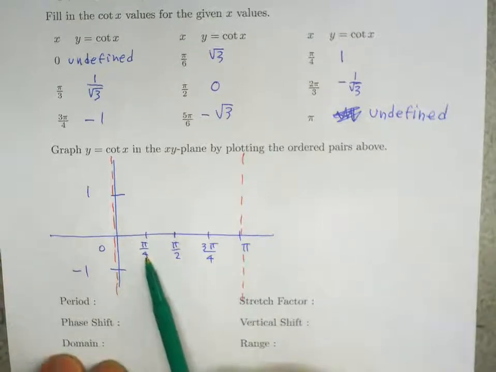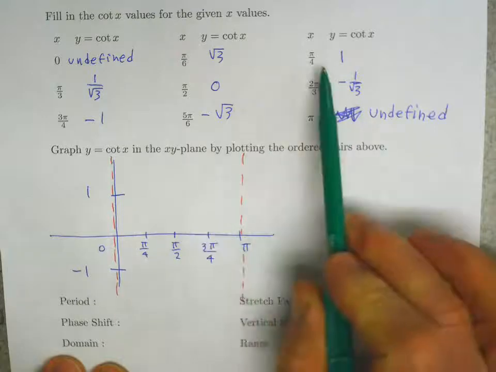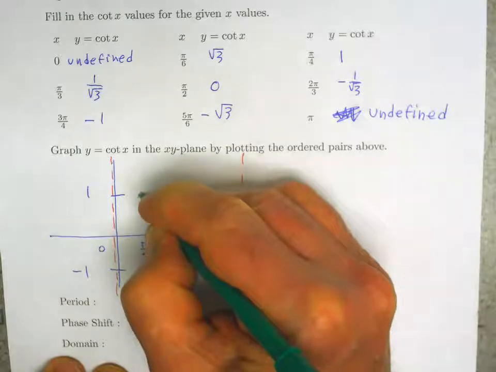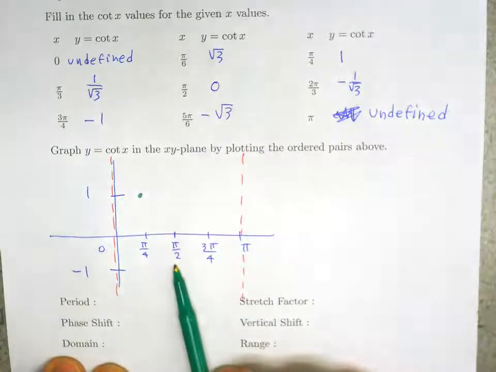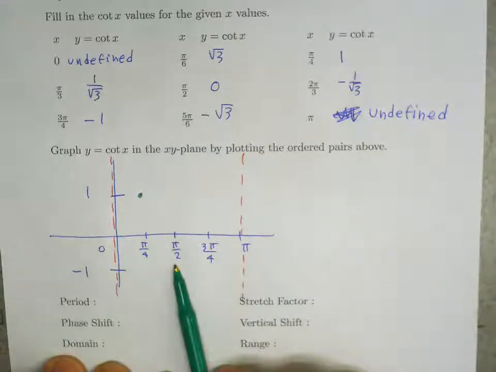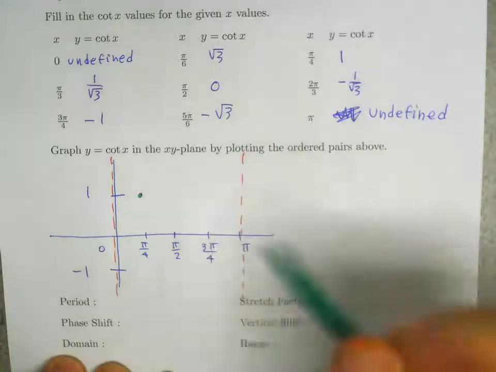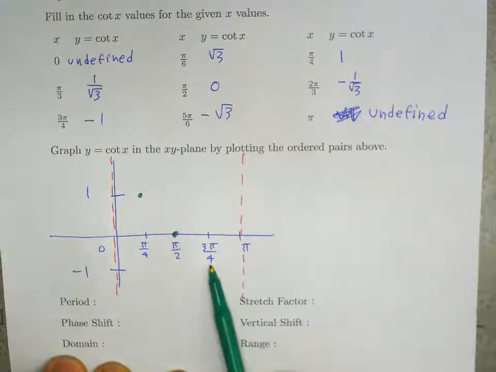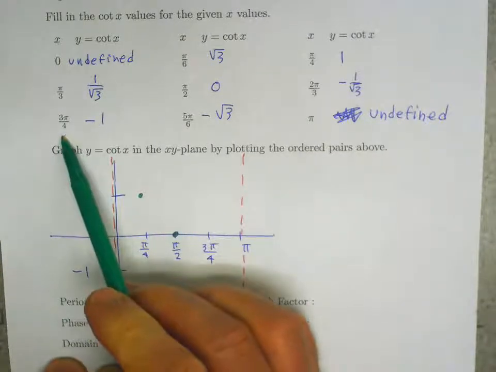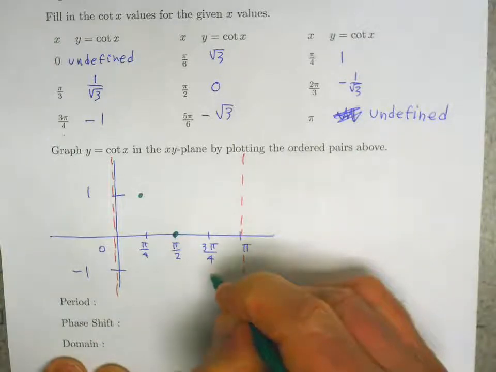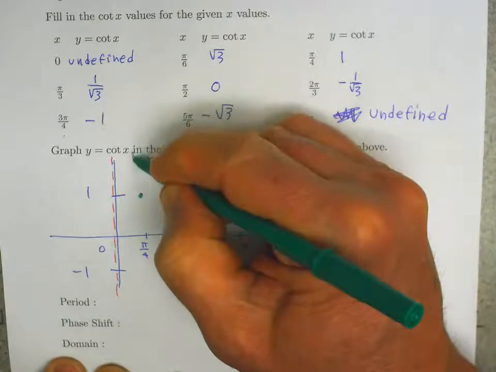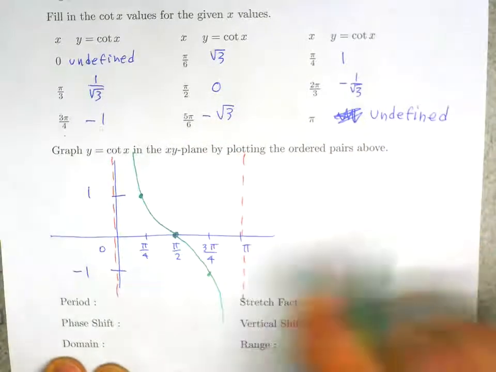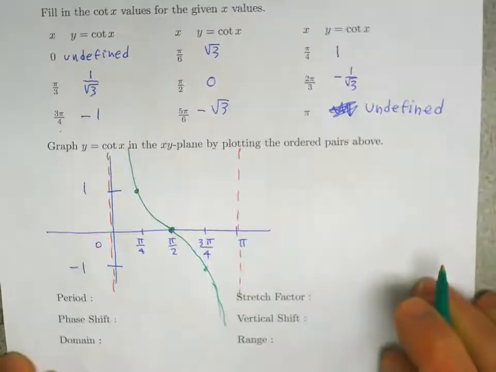So when x is pi over 4, cotangent of pi over 4 is 1. When x is pi over 2, cotangent of pi over 2 is 0. And when x is 3 pi over 4, cotangent of 3 pi over 4 is negative 1. So the graph will have this shape, roughly, for that period.